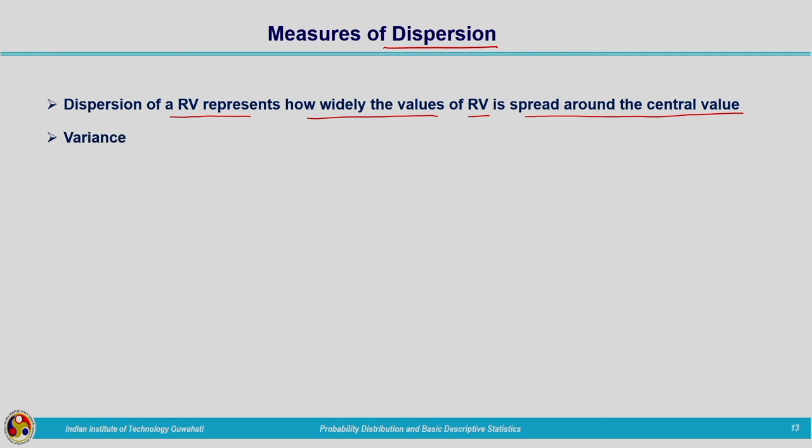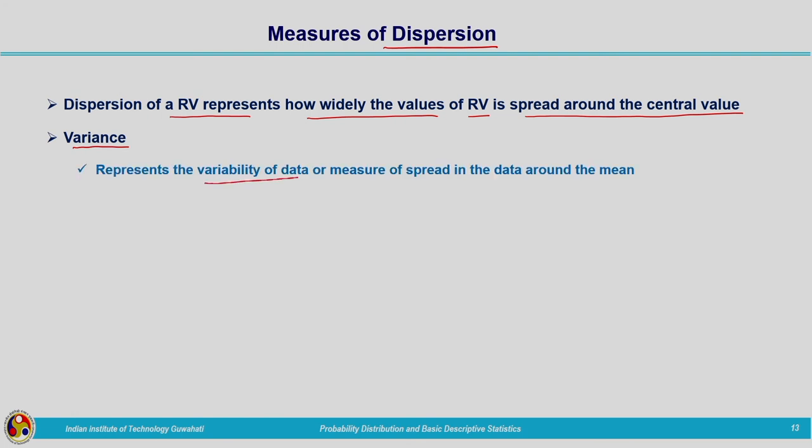That idea we will get from the measures of dispersion. That is represented by a term called variance. Variance represents the variability of data or measure of spread in the data around the mean. We have the mean value, and around the mean, how much spread corresponding to the data points there is can be understood by finding the value of variance. This is the second moment about the mean.